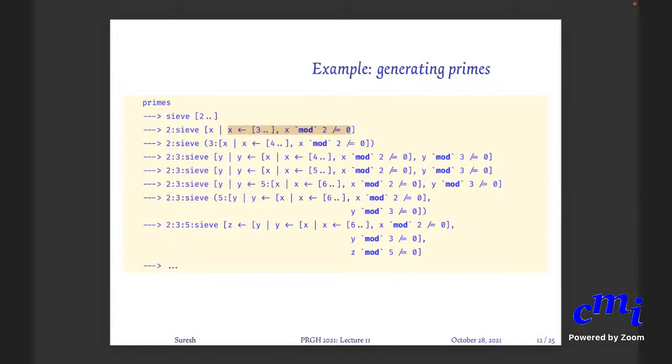8 will come out because 3 will survive because 3 mod 2 is not equal to 0. So this is nothing but 3 colon x from 4 dot dot such that x mod 2 is not equal to 0. Is that clear?